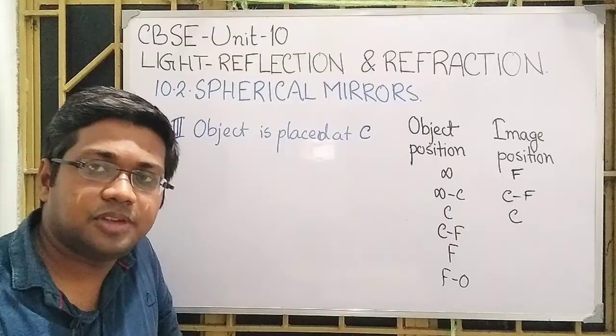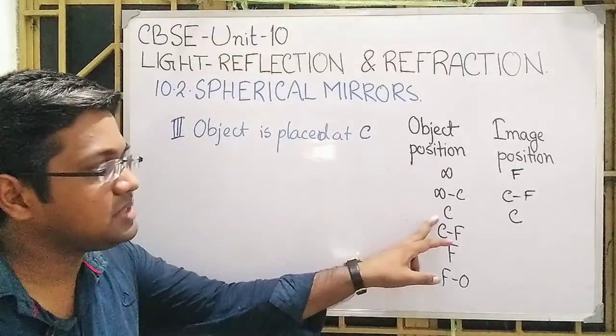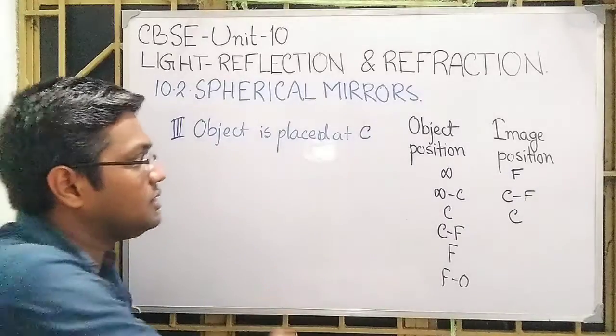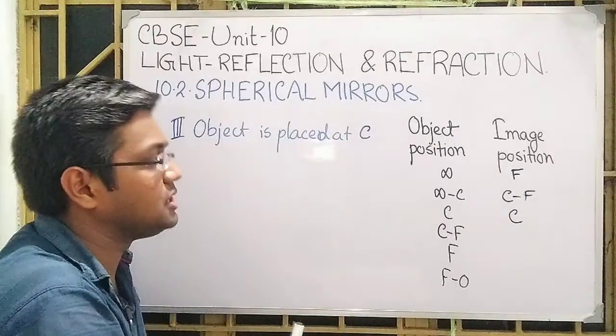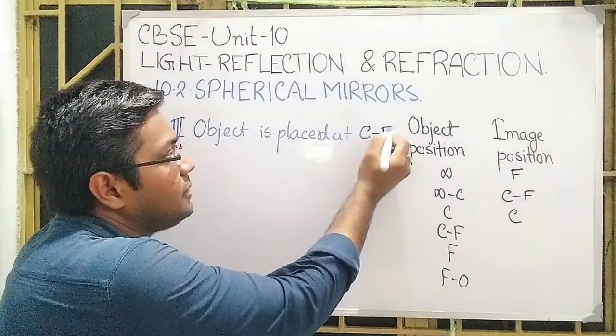In the previous lecture, we have drawn the images up to the point C. Now, we will draw the image for the object position in between the C and the F.